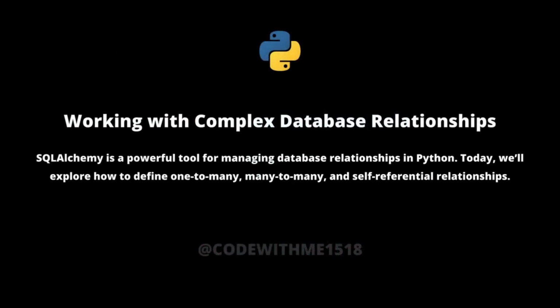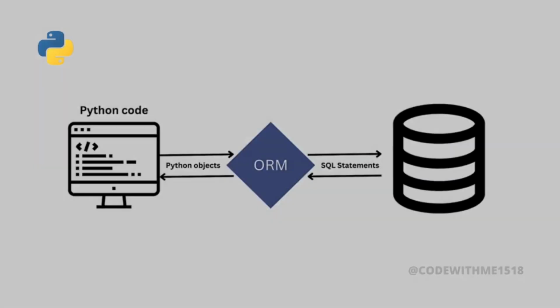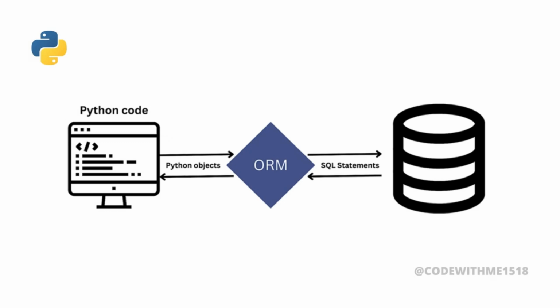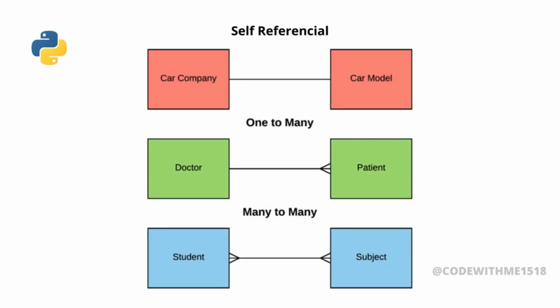SQLAlchemy is a powerful tool for managing database relationships in Python. Today, we'll explore how to define one-to-many, many-to-many, and self-referential relationships.